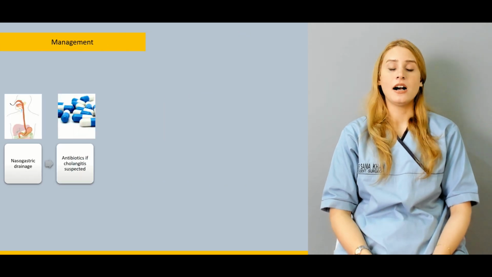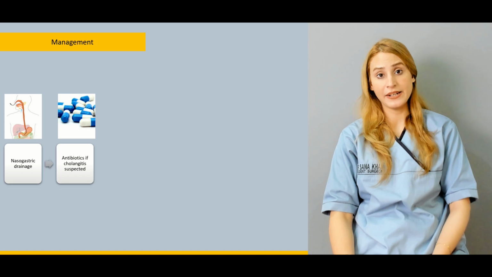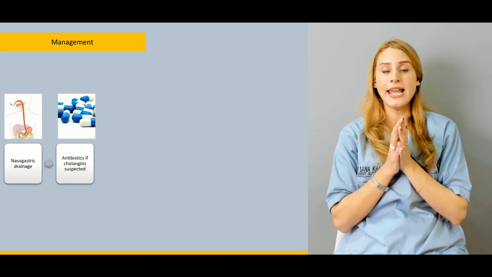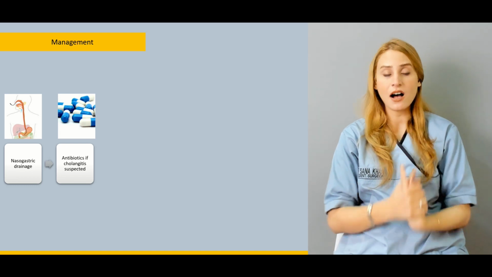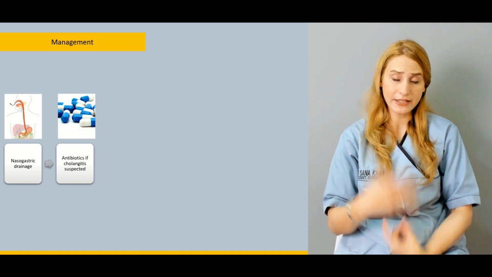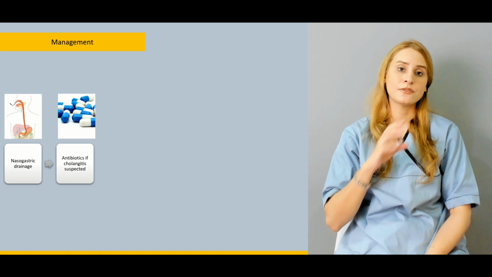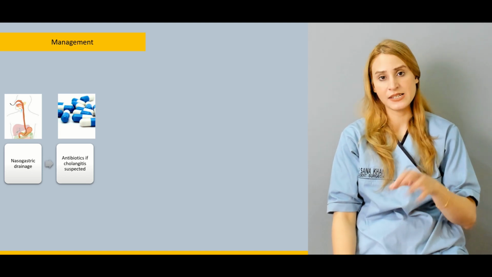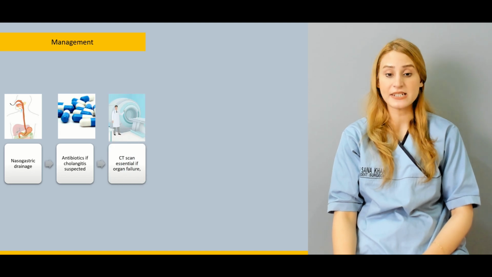And also put the NG tube, nasogastric drainage, because if there's a peripancreatic fluid and it is causing peritonitis later on, then you have to keep the stomach empty. And give antibiotics if cholangitis is suspected.